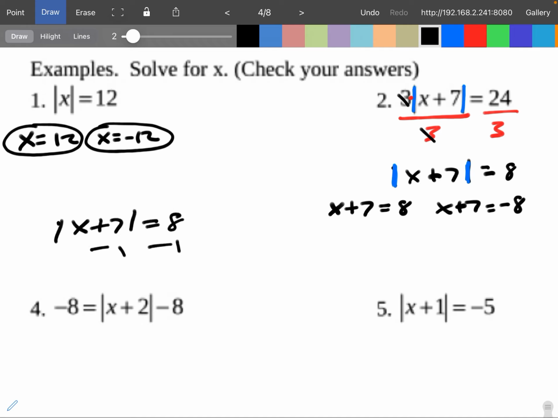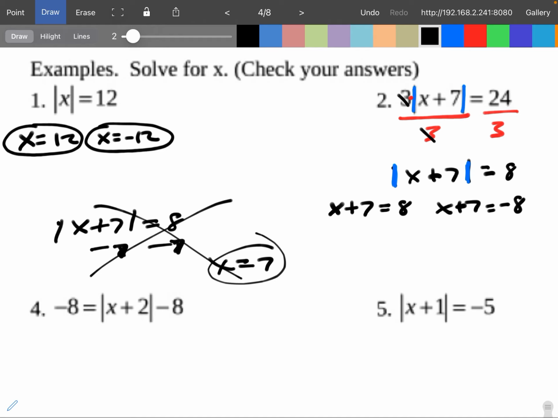Now, what I don't want to see on people's paper is something I get people to do. They go, absolute value of x plus 7 equals 8, and they go minus 1, and then they say, okay, the answer is 7. Remember, you're going to get no credit for that. You've got to do two cases.